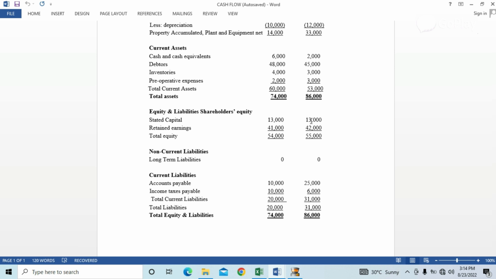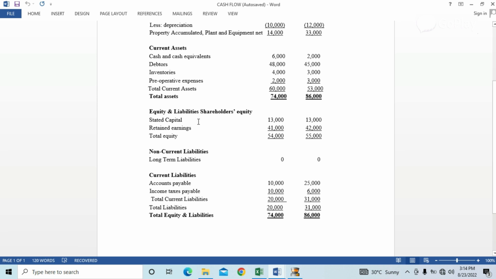But let's look at the retained earnings. The retained earnings for 2019 was 42,000, but for 2020 it was 41,000. So it means something happened. Something actually happened.